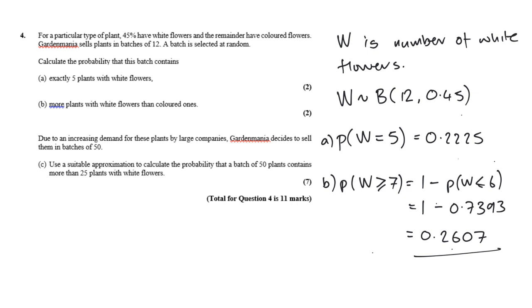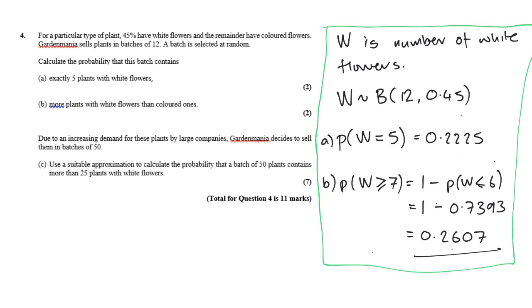So far, this has been straightforward, and we should be pretty happy that we've got 4 marks on this. This part all uses a binomial model. However, if we look at part C, it states that we must use a suitable approximation. So we must change from using the binomial to using the normal.